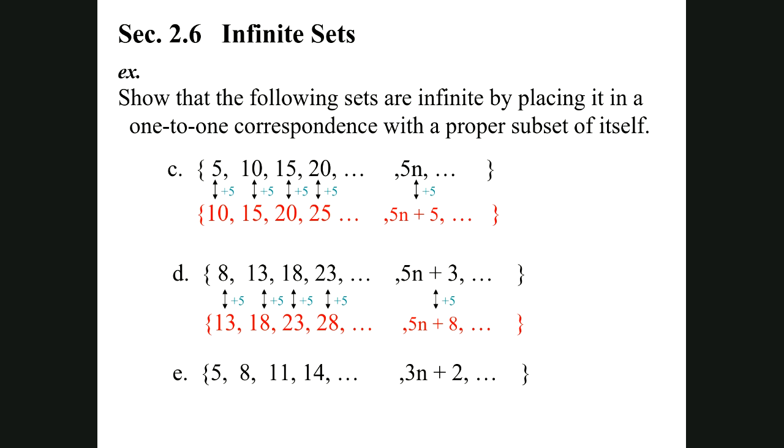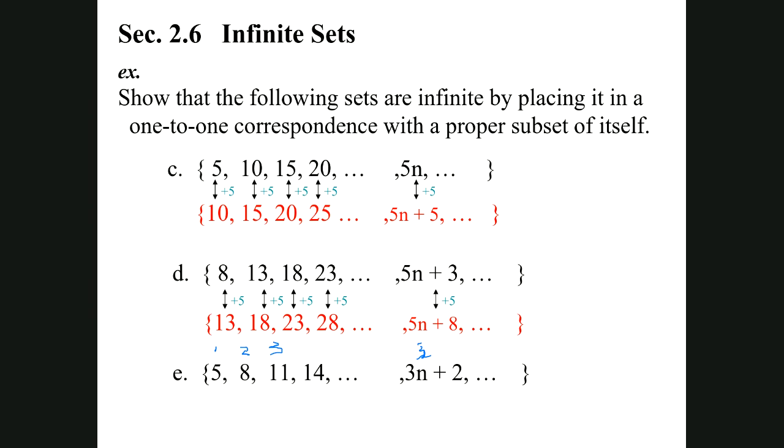So when n is 1, we get 3 times 1. That's 3 plus 2, which is 5. When n is 2, we should get 8. When n is 2, we get 3 times 2, which is 6, plus 2. We get 8. When n is 3, we get 3 times 3 is 9 plus 2. Yep, we get 11. And so that checks.